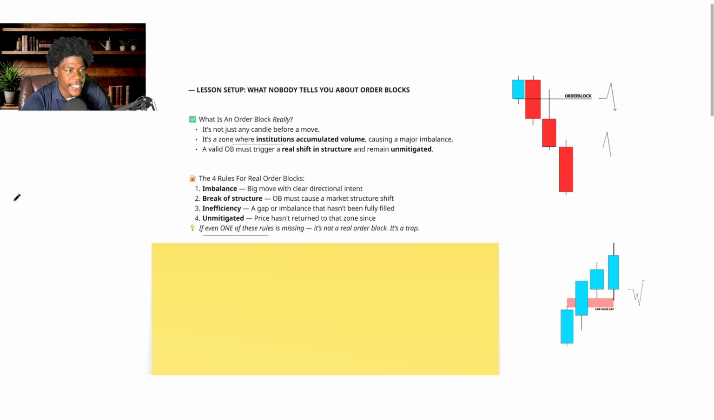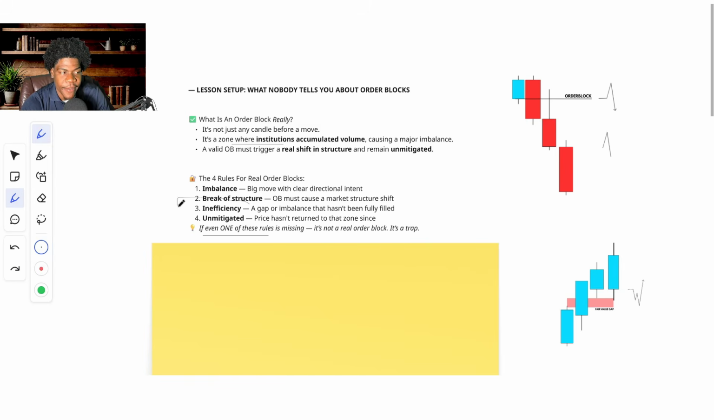Make sure everybody is taking notes throughout all of these lessons. The 4 rules for real order blocks. We need an imbalance, right? That's the big move that gives us our clear directional intent. The order block must cause a market structure shift. This gives us our change in trend, where price was once in a downtrend, but after this shift, we see that price changes trends.